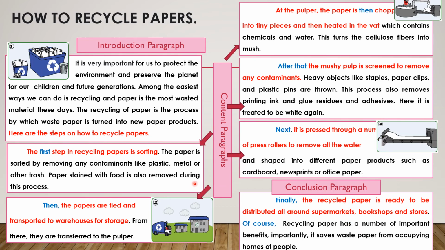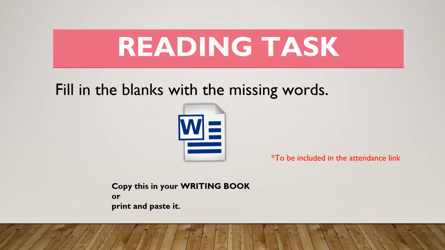All right, I want you to look now at the words in blue. What are those called? These are called sentence connectors. When you are talking about a process, you should be able to tell which step comes first. So you can use the words first, then, after that, next, and finally. All right, so these are basically how you should write about recycling paper.